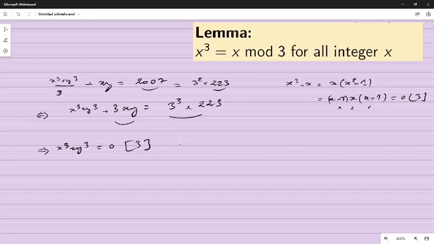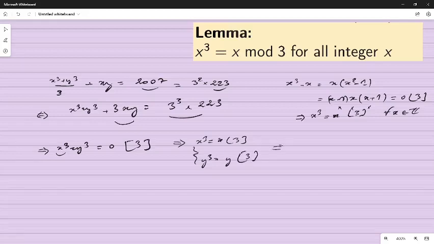And this implies that x cubed equals x mod 3 for all x in Z. So here we must have x cubed equals x mod 3 and y cubed equals y mod 3. So we have the sum equals x plus y mod 3.